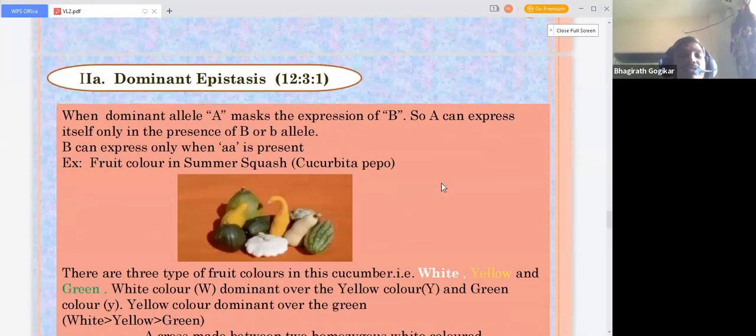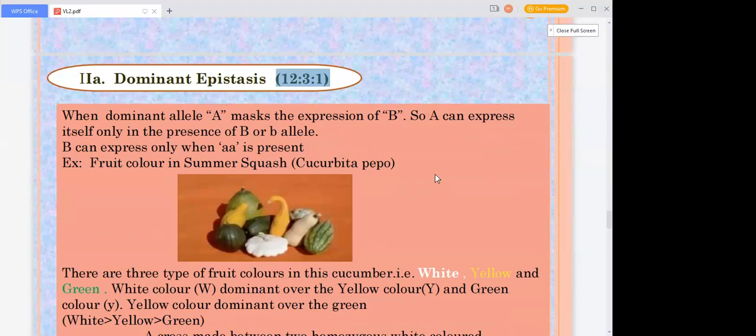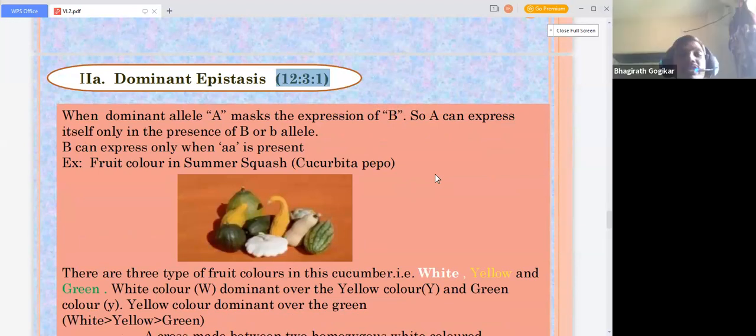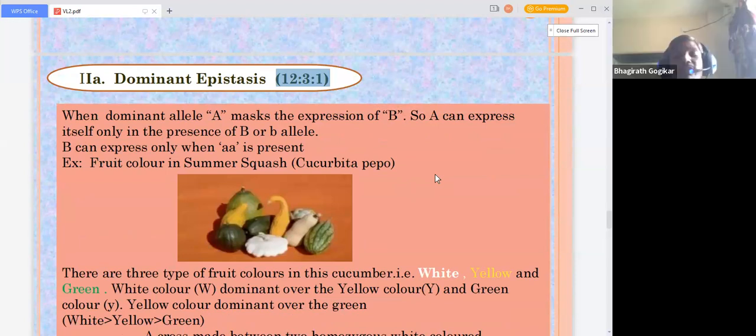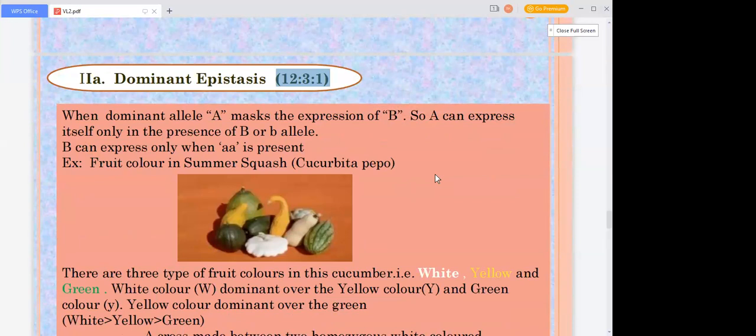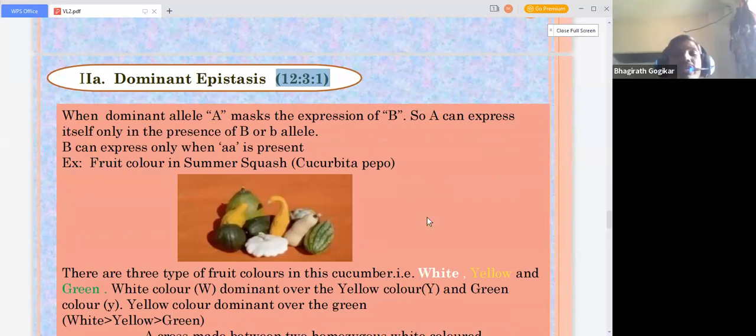In dominant epistasis, see here, the ratio is 12:3:1. Every student must and should remember these ratios and what type of gene interaction it is, and how it deviates from the Mendelian ratio. That is very important. Every UG student must understand why we are getting the 12:3:1 ratio in dominant epistasis and how it deviates from the Mendelian ratio.